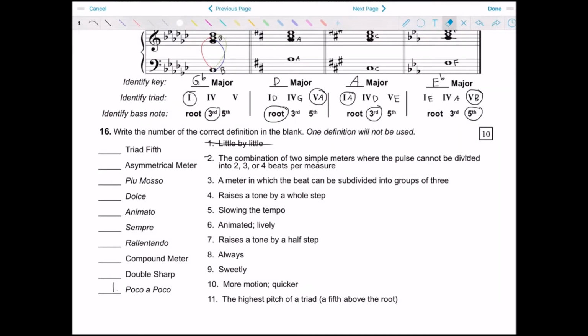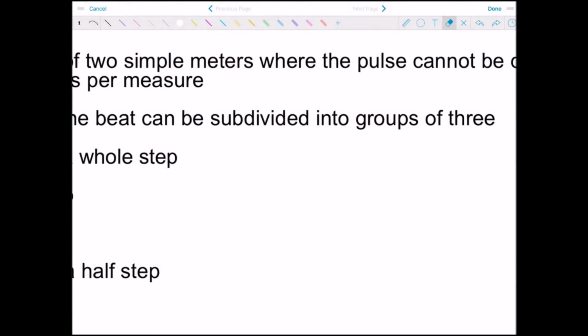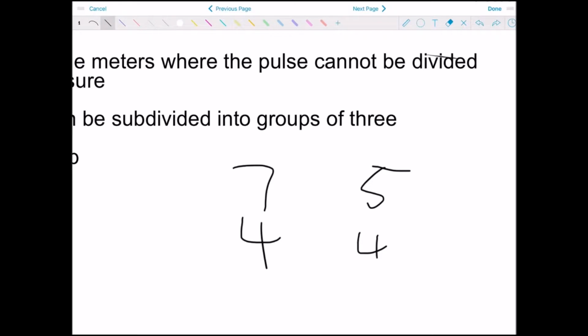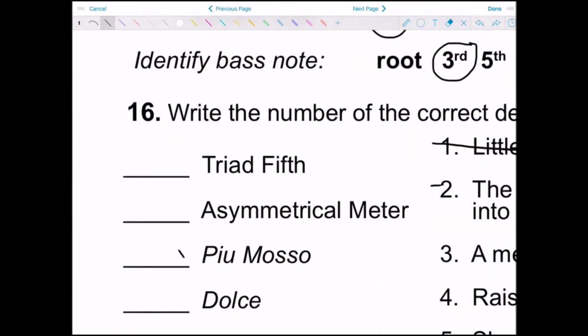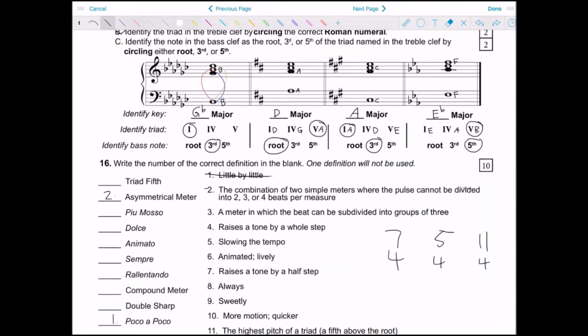Alright, number 2. The combination of 2 simple meters where the pulse cannot be divided into 2, 3, or 4 beats. So basically what it's saying is you're going to combine some meters and it's going to be like 2 plus 3 or 3 plus 4, something like that. If it's some type of weird number on top that it can't be divided into 2, 3, or 4, then that means it's probably an asymmetrical meter. It usually looks something like 7/4 time, or 5/4 time, or 11/4 time. It's some weird prime number that can't be divided into anything. Okay. So that is asymmetrical meter. Number 2.